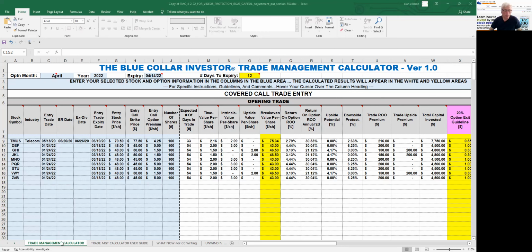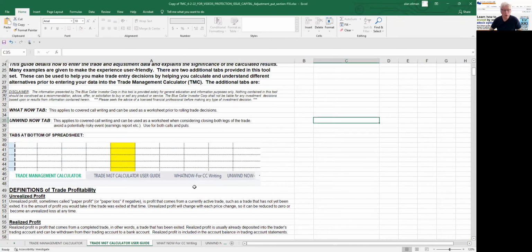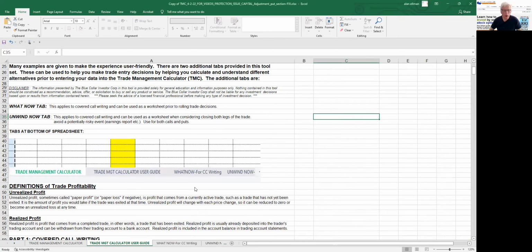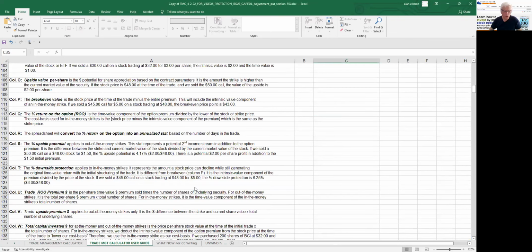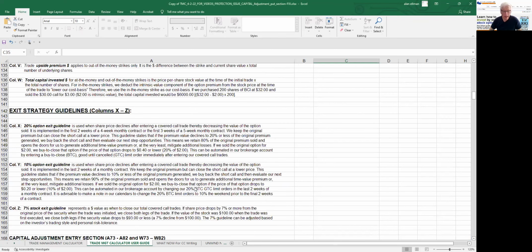Now, folks, you'll notice at the bottom, we have 4 tabs. The first tab is what you're looking at now, the Trade Management Calculator, which is the meat and potatoes of the overall title of the trade management system. But we have 3 other tabs, so let me show you those. We have the user guide, and it's quite extensive. The user guide will show you each cell, what they represent, how to make your entries, why to make your entries. And that information is inherent in the spreadsheet itself on tab number 2.